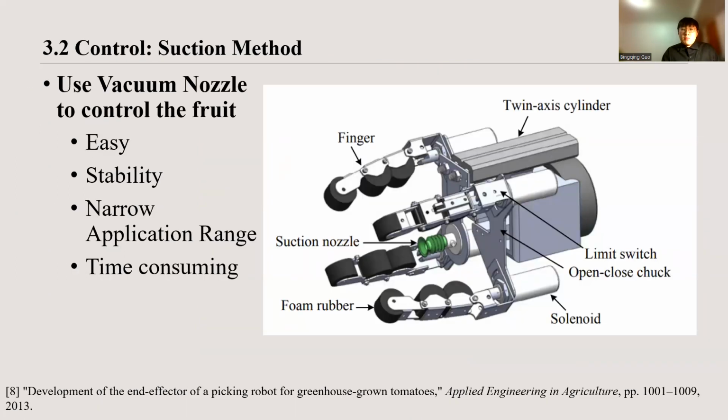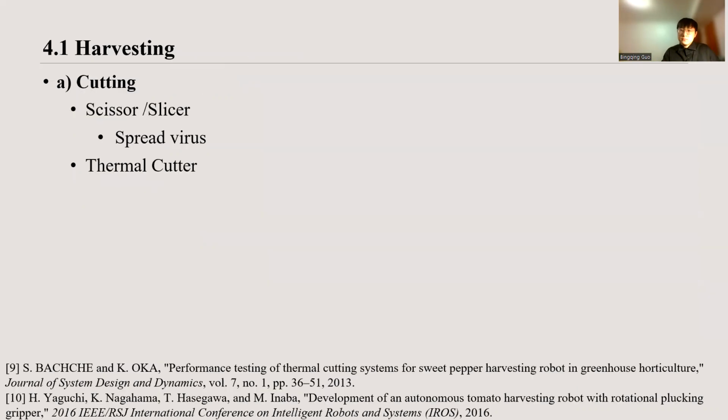And the second main control method is by suction. It uses a vacuum nozzle to get the fruit. It is easy, and the suction helps to increase the stability because the air pressure will force the fruit body to be fixed on the nozzle. However, the nozzle can be blocked by the leaves and the stem of the fruit plant. Also, catching one fruit is very time consuming compared to other methods.